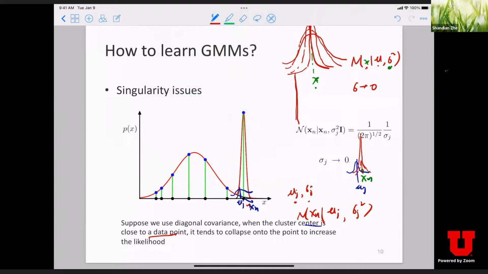But of course, due to numerical problems, and also the balance with the likelihood evaluation of xn on other cluster-specific Gaussians, sigma j will not really go to zero, but it will be tuned very, very small. As a result, mu j collapses onto some data point and your variance becomes very, very small. That means the corresponding cluster collapses onto that data point.